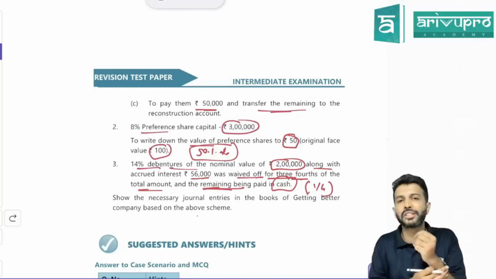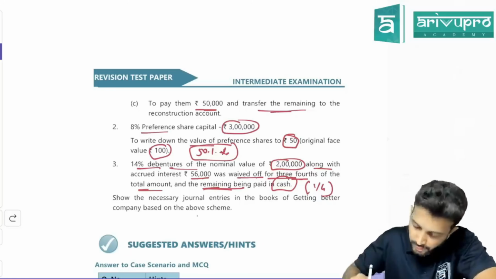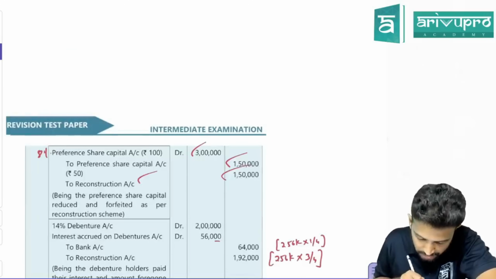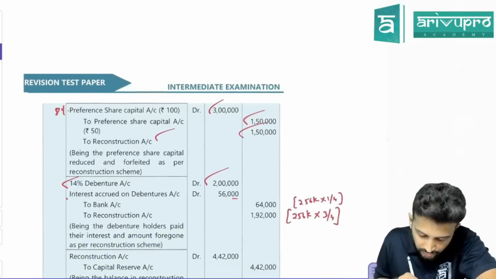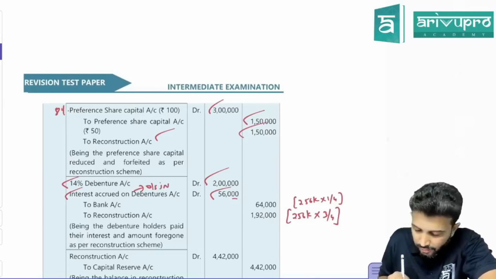Both these, accrued interest and debenture, are liabilities. What balance do they have? Credit balance. How do you cancel them? Debit. So the journal entry will be passed as 14% debentures account debit, 2 lakh. Interest account debit, 56,000. It's not interest, it's actually outstanding interest.